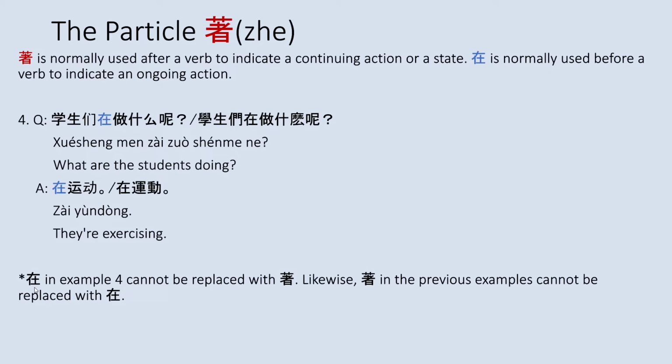Just note that 在 in example 4 cannot be replaced with 这. Likewise, 这 in the previous examples on the previous slide cannot be replaced with 在. In some cases, 在 and 这 are interchangeable. However, the examples that I have shared in this video, they aren't.